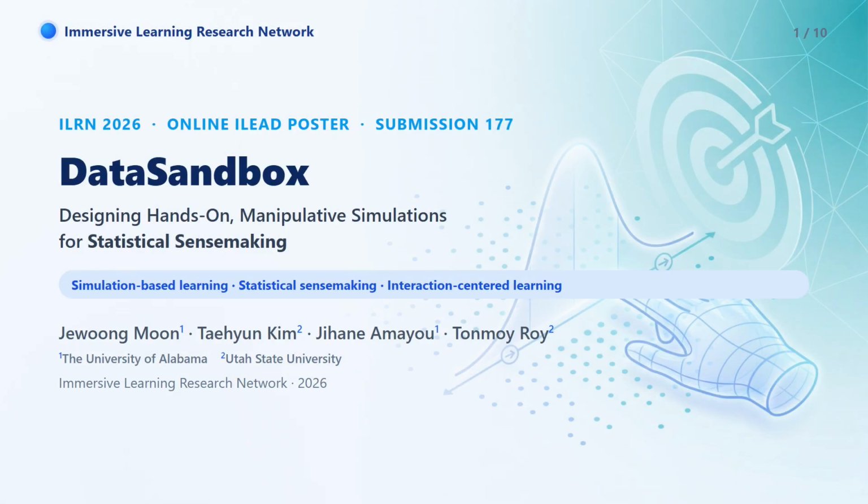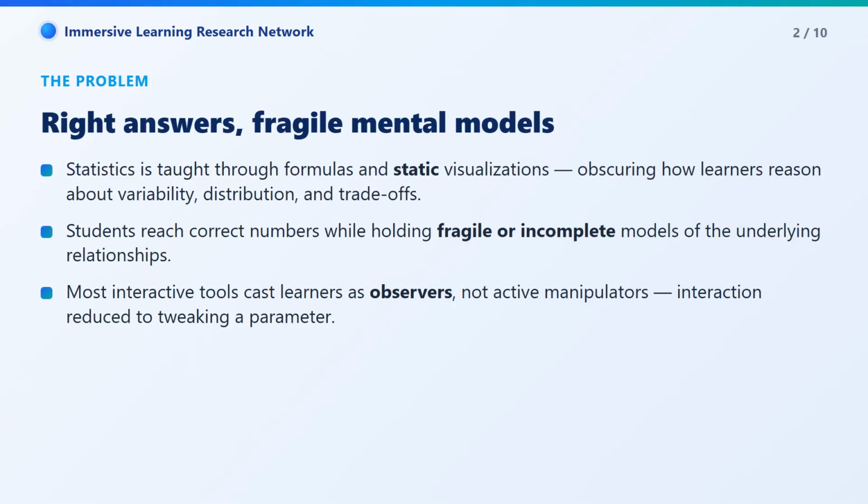DataSandbox is a two-dimensional, hands-on simulation platform for statistical sense-making. Instead of 3D immersion, it asks a simple question: what if you could grab a statistic and feel it move? Statistics is taught through formulas and static visualizations. Students reach the right numbers while holding fragile mental models.